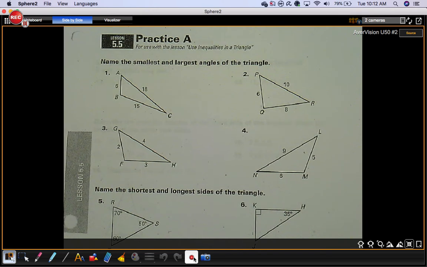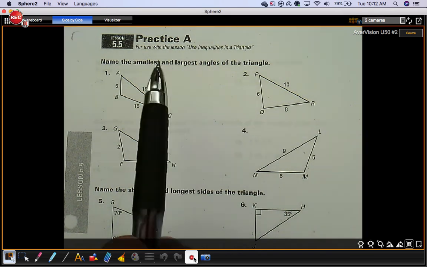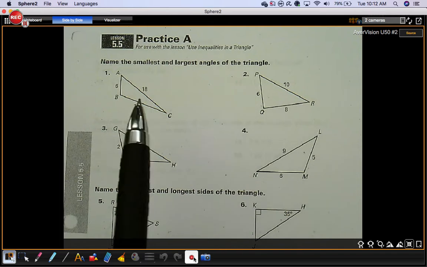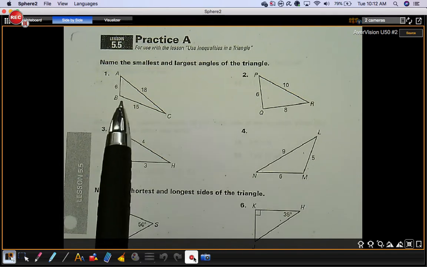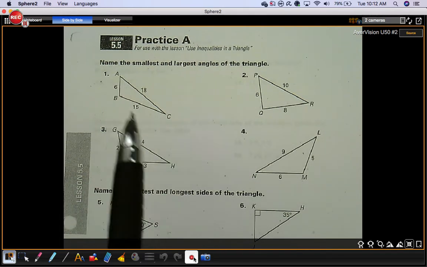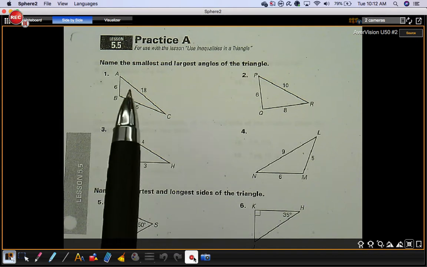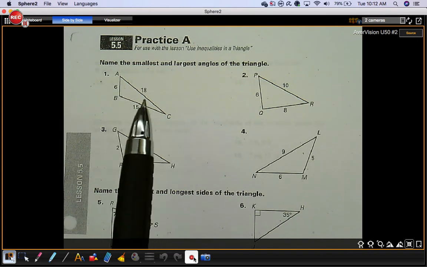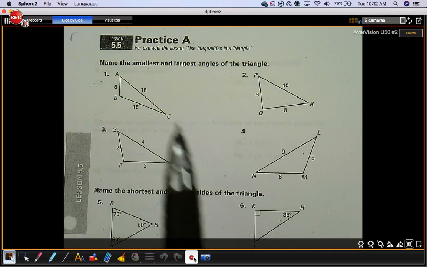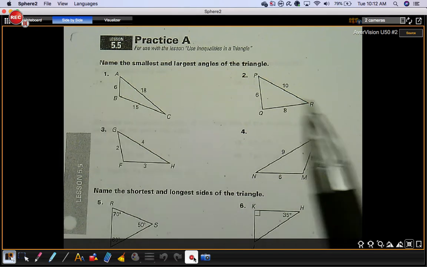Just a practice for 5.5, we're going to name the smallest and largest angles of the triangle. So we don't know what the angle measures are, but we know the side lengths. If we could put the sides in order, we can put the angles in order. We just want the smallest and the largest angle.